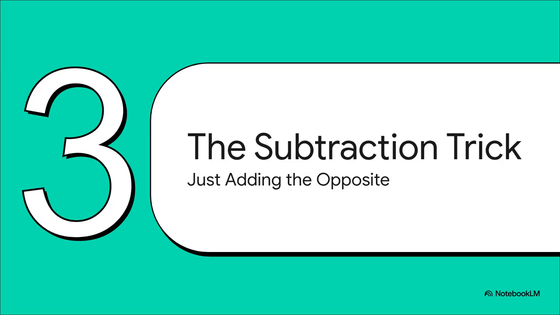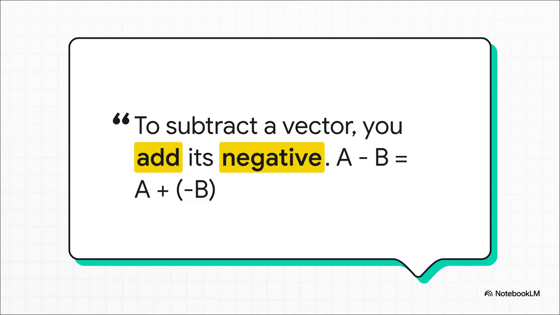Okay, let's move on to subtraction. This might seem like a whole new ballgame, but there's a really clever trick to thinking about it that makes it, well, basically the same as addition. This is the whole secret right here. Instead of trying to learn a whole new set of rules for subtraction, we just turn it into an addition problem. A minus b is the exact same thing as a plus the negative of b.